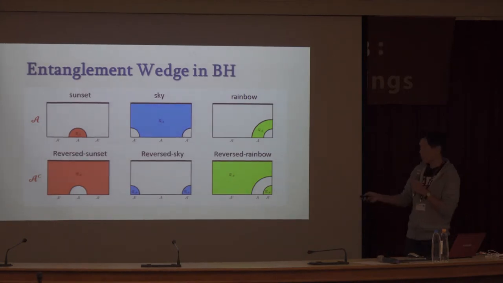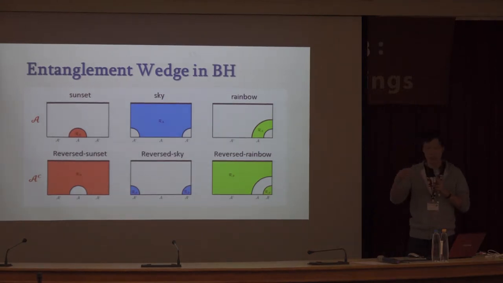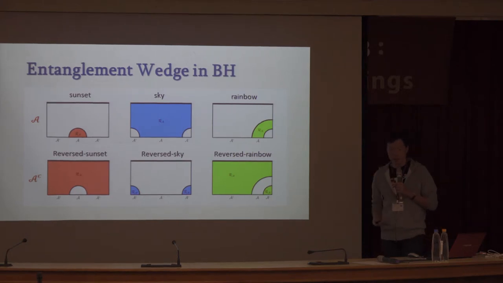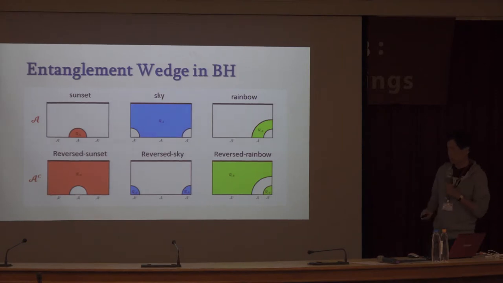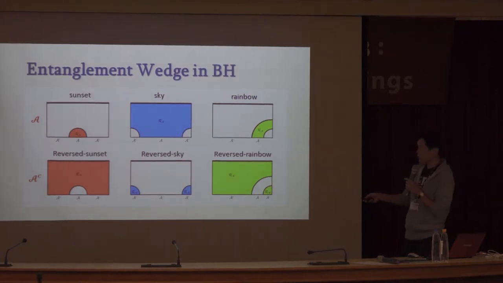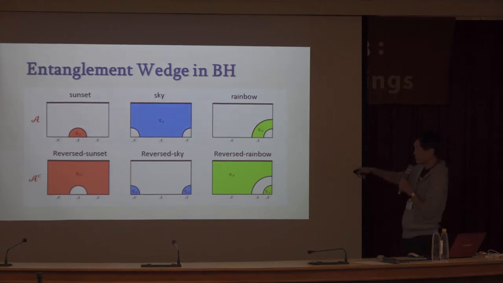Because in pure AdS, if you calculate the entropy of A and AC, it should be the same, since it's the complement. But with the black hole, the entropies differ because of the effect coming from the horizon. If you want to calculate AC, the entanglement wedge is this red part, and it includes not only the minimum surface but also the horizon. We call that the reverse phase, because it's the reverse part of it.